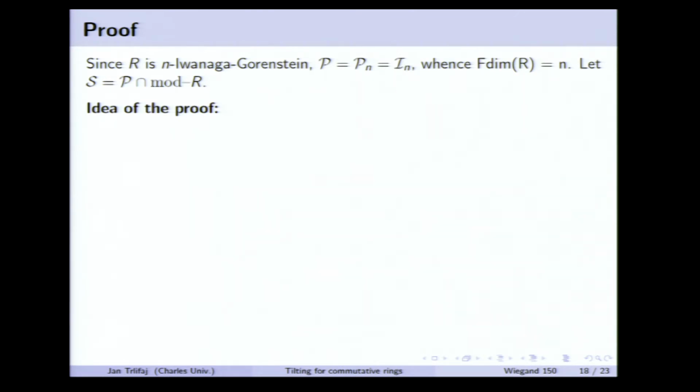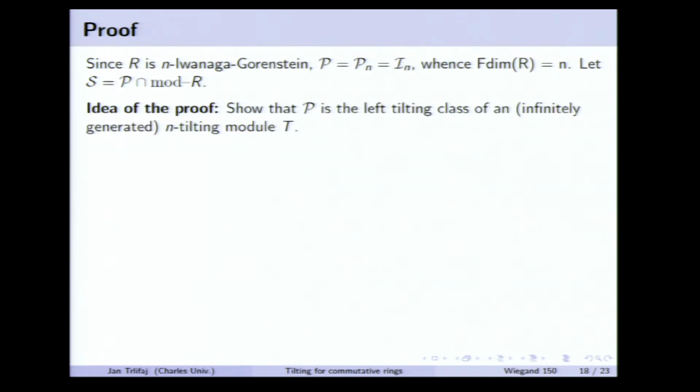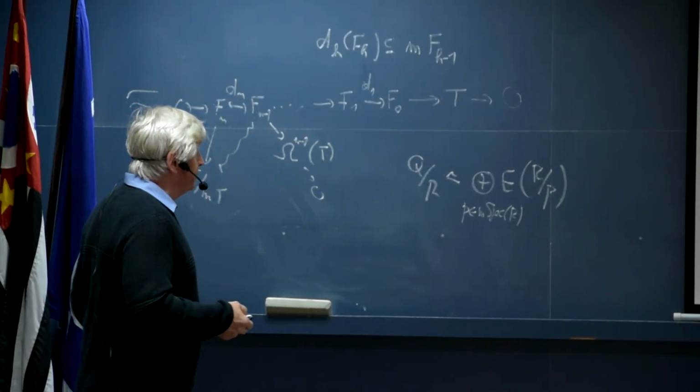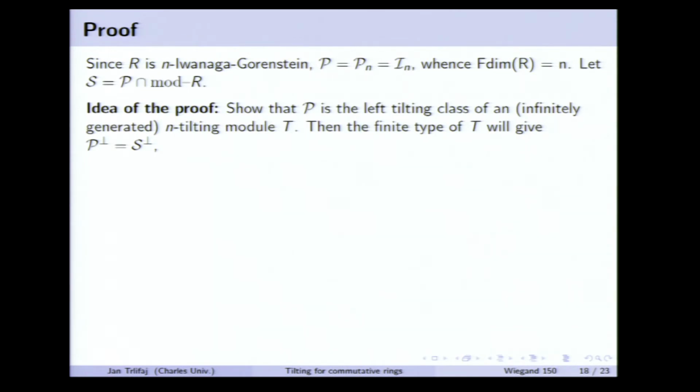So what is the idea of the proof of the finitistic dimension conjecture? It is that you will show that this class is actually a tilting class of some possibly infinitely generated tilting module. And then you will use the finite type. So how will you use the finite type? The finite type will give you a set, which will replace this T by a set of finitely generated modules giving the same tilting class, right tilting class. But then P is the double perp of that. And as I said, this double perp is just transfinite extension, so it cannot have a bigger projective dimension than this one, and therefore the two dimensions are the same.